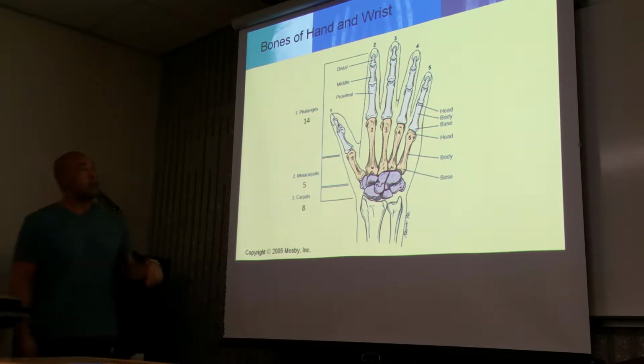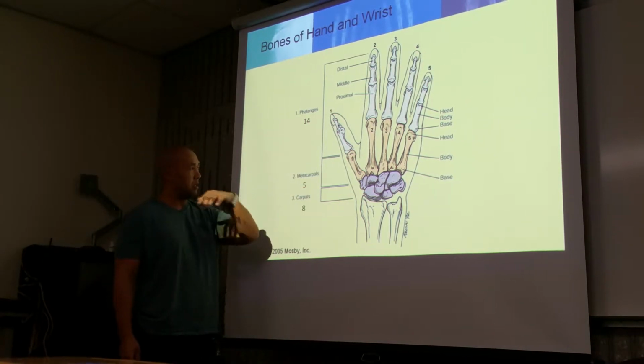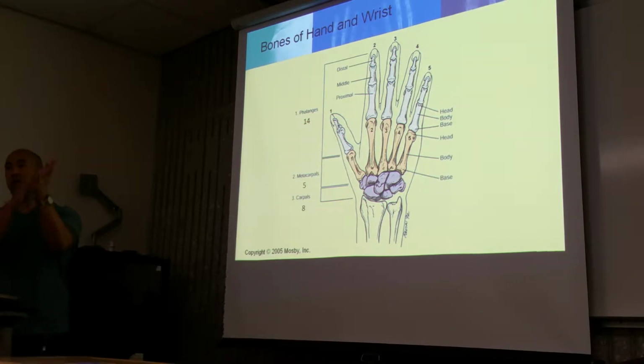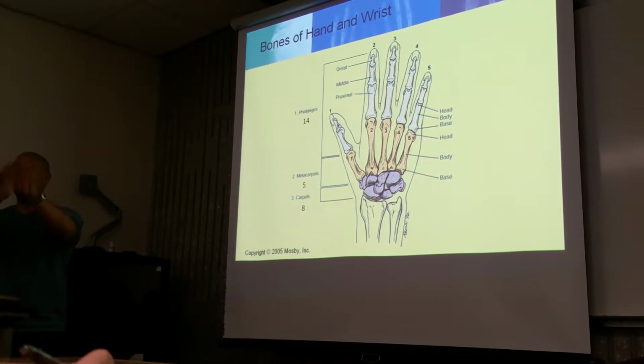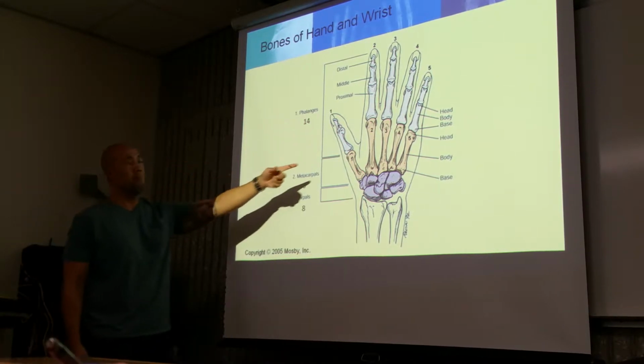Okay? So we'll talk about the fingers a little bit later on. Now we've got the metacarpals. The metacarpals is the palm or the back of your hand. Okay, there's a total of 5.